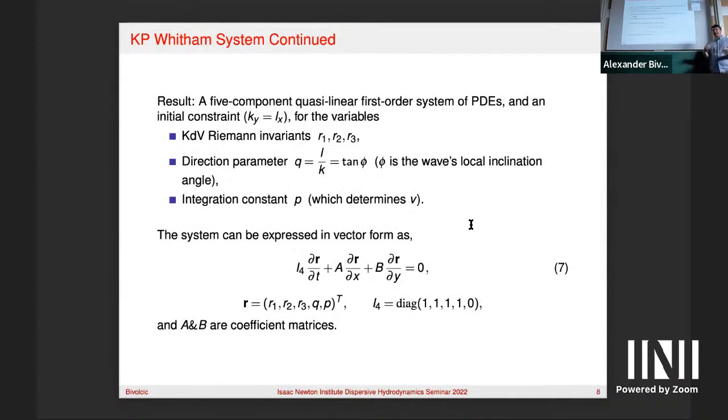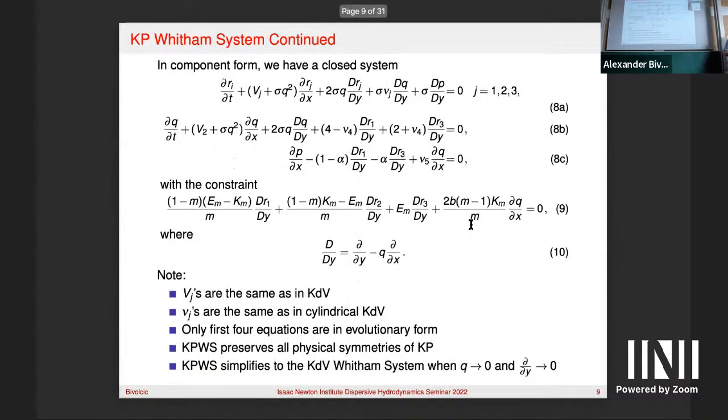So just in summary of where we are for the derivation, we have a 5-component quasi-linear first-order system of PDEs and an initial time constraint. Our parameters are the 3 KDV Riemann invariants, this directional parameter Q, which controls the local inclination angle, and then an integration constant that came along the way, P, that we couldn't drop. So you could put the system in a very simplified vector form, then it looks pretty. But if I show you the full system in component form, it gets rather large, but no need to worry, right? There are a lot of coefficients here, but it's nothing too scary.